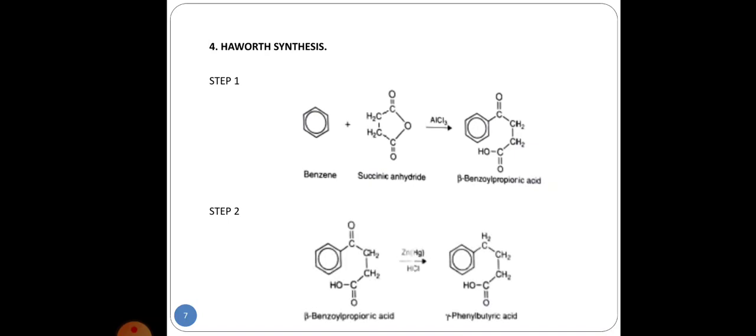Coming to the second step. In step 2, as shown in the reaction here, beta benzoyl propionic acid is treated with amalgamated zinc in the presence of hydrochloric acid to give gamma phenyl butyric acid. This particular reaction is also known as Clemmensen reduction.